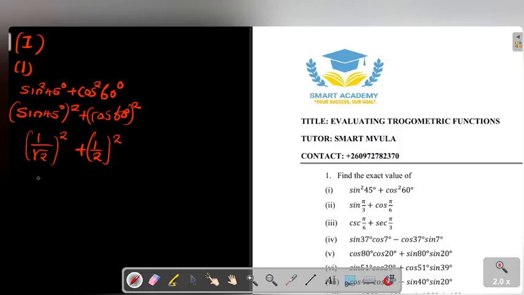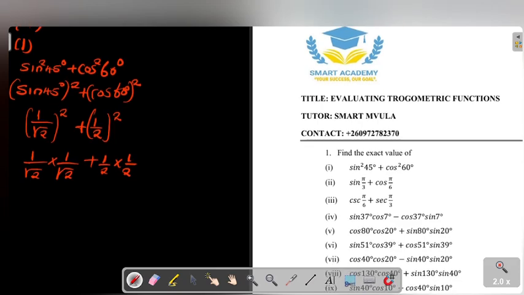Now this can be simplified as 1 over root of 2 times 1 over root of 2, because of the squared. That power applies to whatever you have inside, even here, to 1 over 2 times 1 over 2. So 1 times 1 is 1, then root of 2 times root of 2 is 2. Then 1 times 1 is 1, and 2 times 2 is 4.